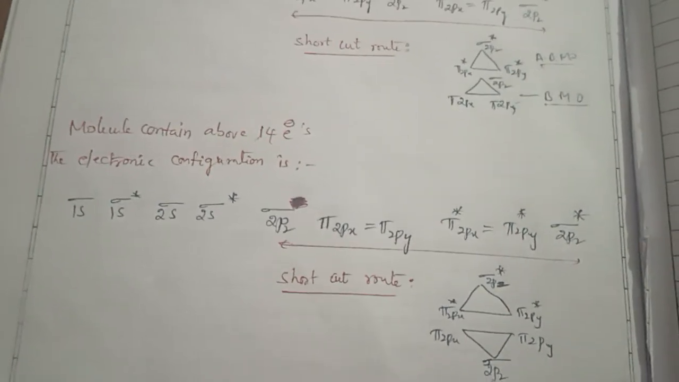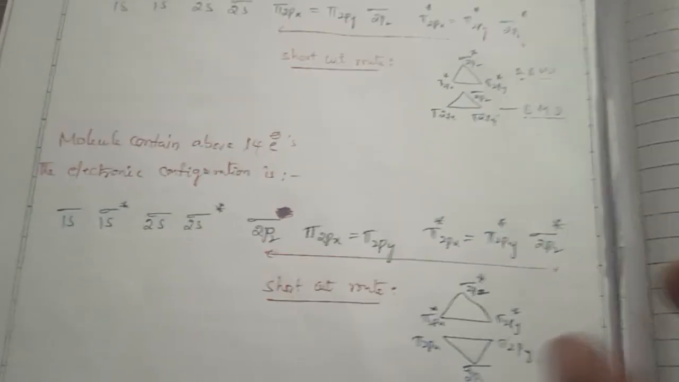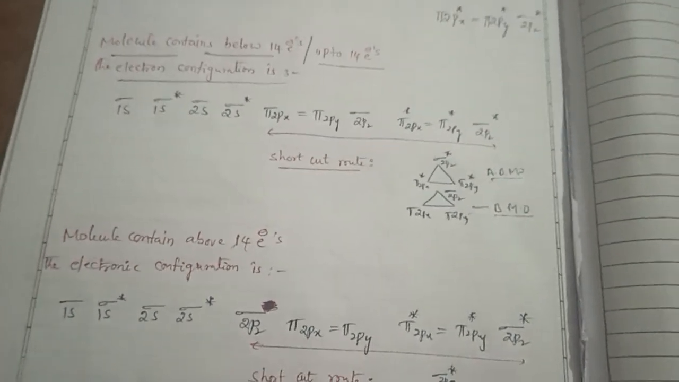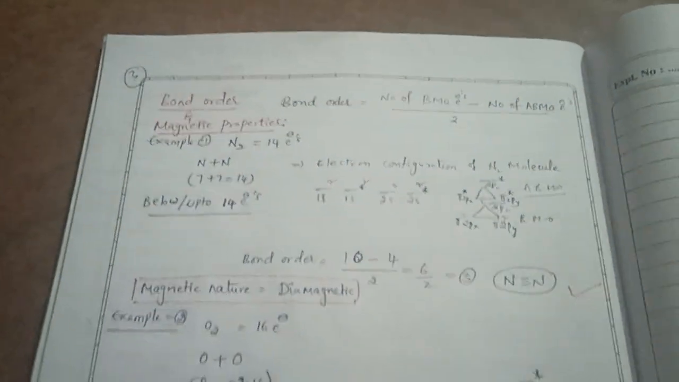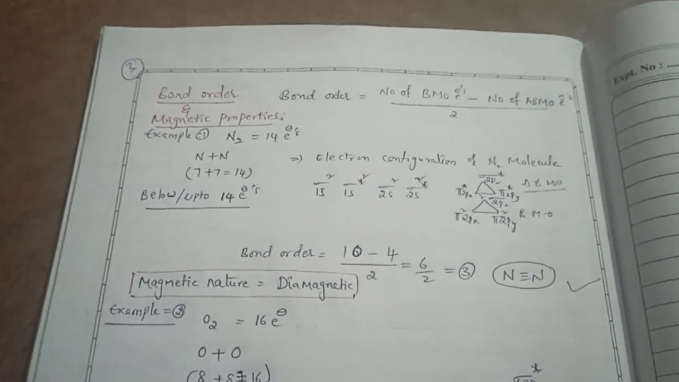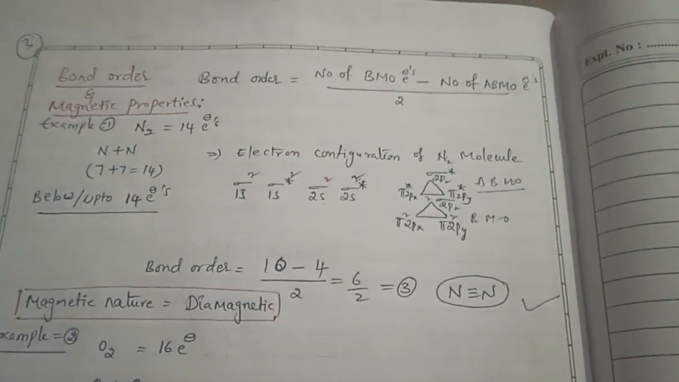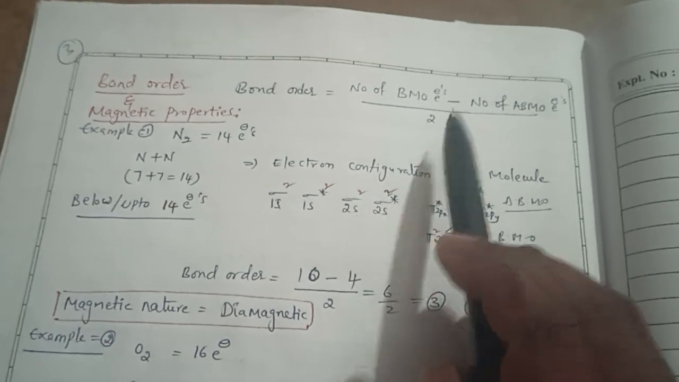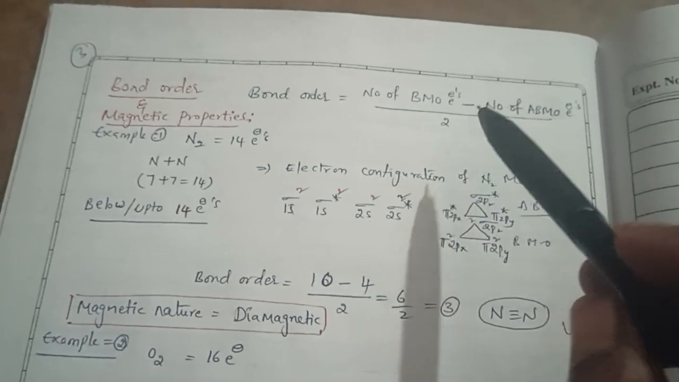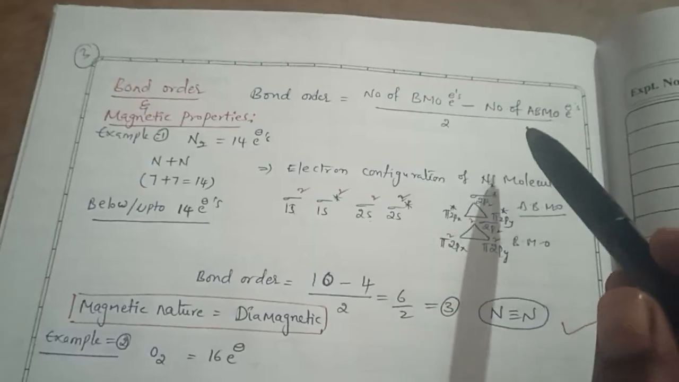Just this small change, you remember, it is very easy to write the electron configuration. So move on to the next application, the bond order. Bond order is equal to the number of bonding molecular orbital electrons minus the number of anti-bonding electrons, divided by 2. The 2 indicates 2 electrons required for a bond formation.